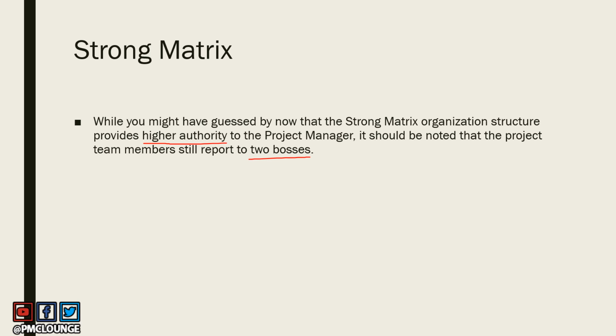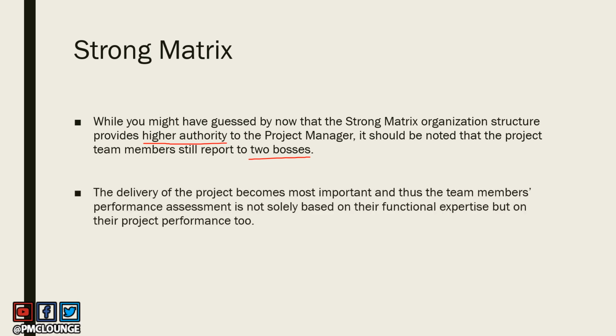But the key difference here is the fact that the delivery of the project is the most important thing in the strong matrix organization. And it makes sense, right? If the project is the most important thing, then obviously the project manager will have higher power and higher authority as compared to the functional manager. So for a project team member, the first priority is going to be the project and not their respective functional responsibilities.